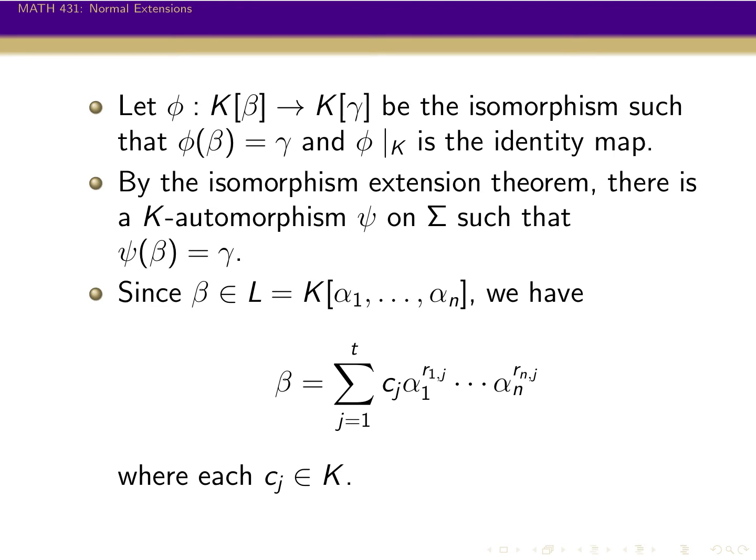Now since beta is in L, and L is equal to k adjoin alpha 1 through alpha n, that means that we can write beta as some linear combination of powers of alpha 1 through alpha n. So there's some way to write beta like this. This is what the elements of L have to look like. And each of these c_j's are going to be in our base field k.